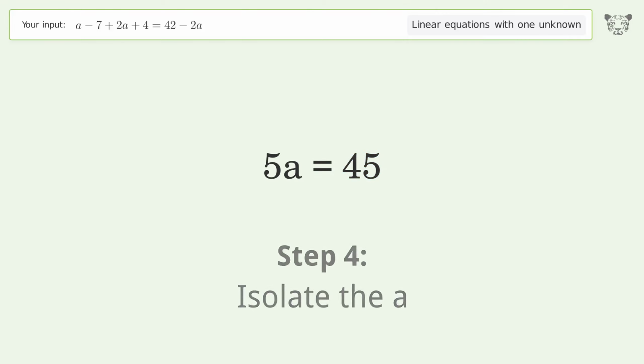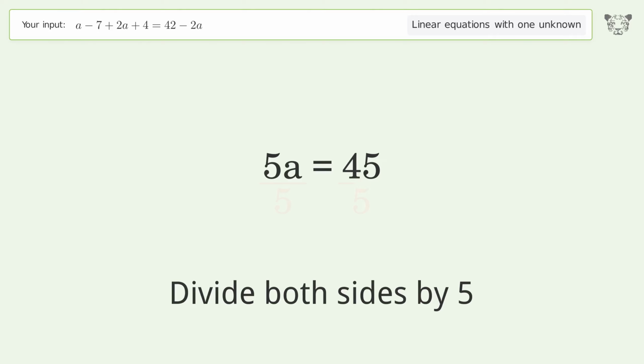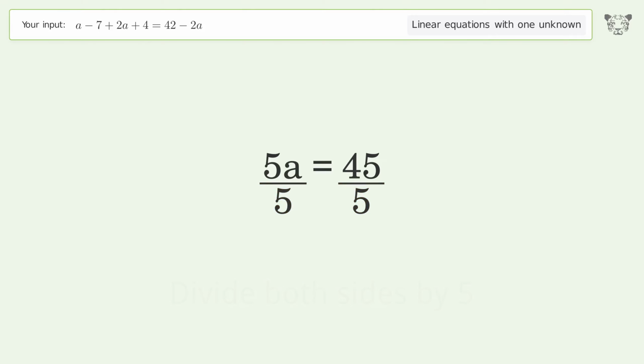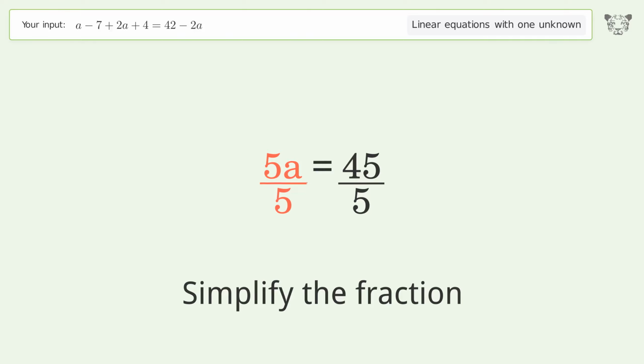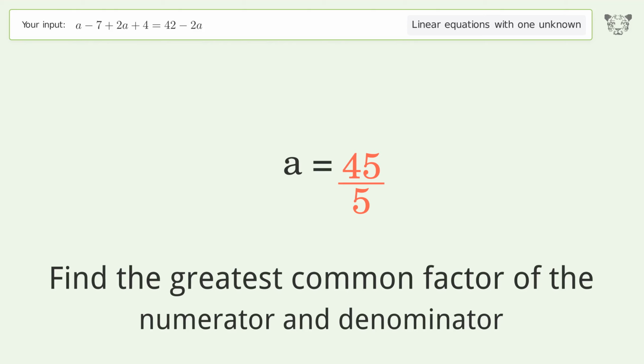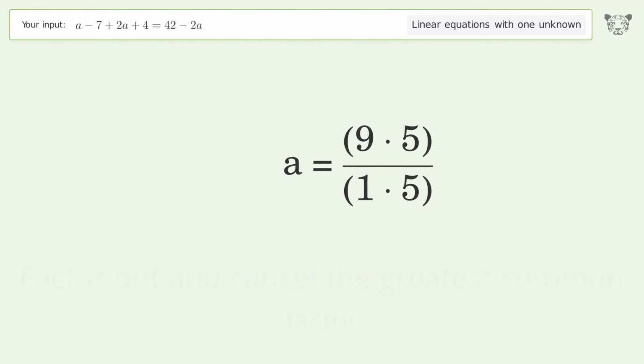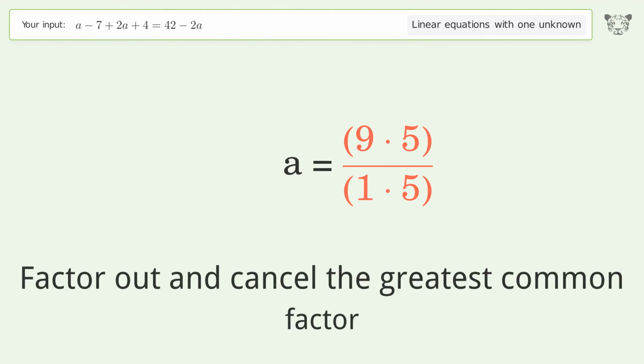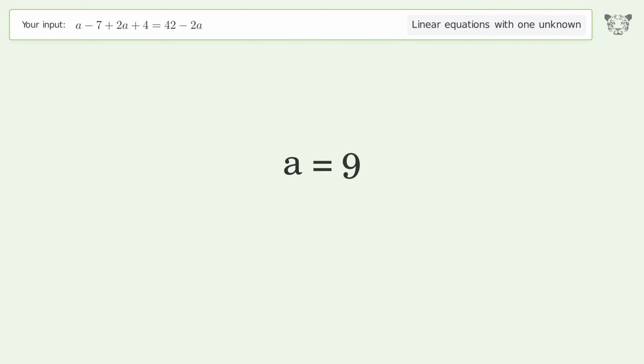Isolate the a. Divide both sides by 5. Simplify the fraction. Find the greatest common factor of the numerator and denominator. Factor out and cancel the greatest common factor. And so the final result is a=9.